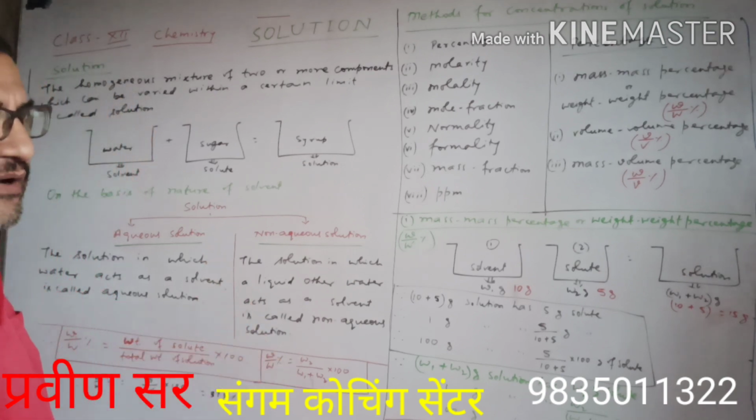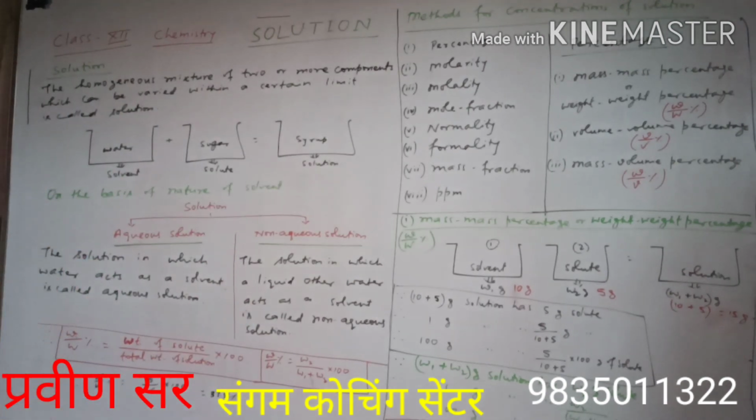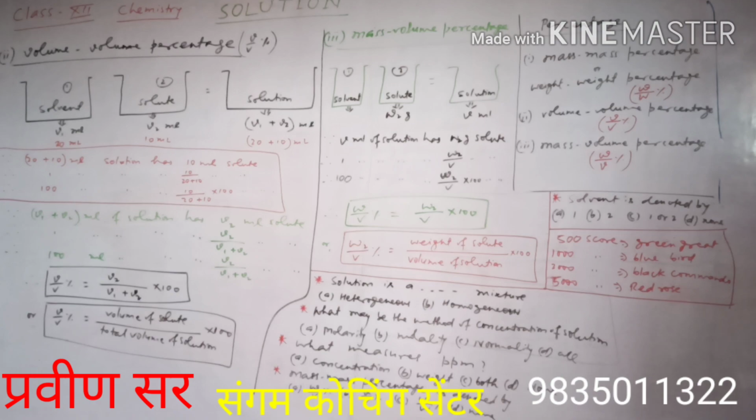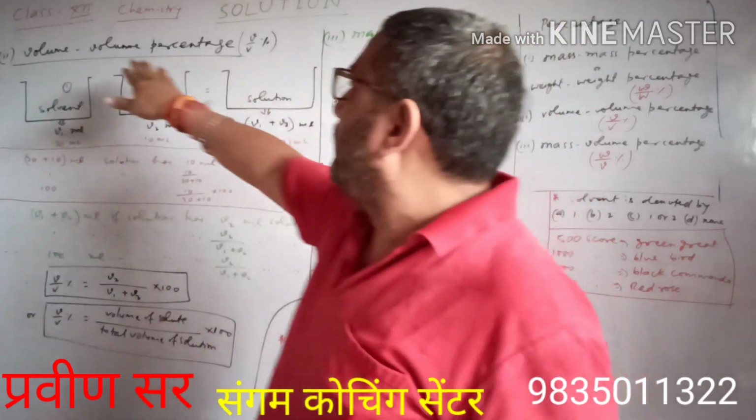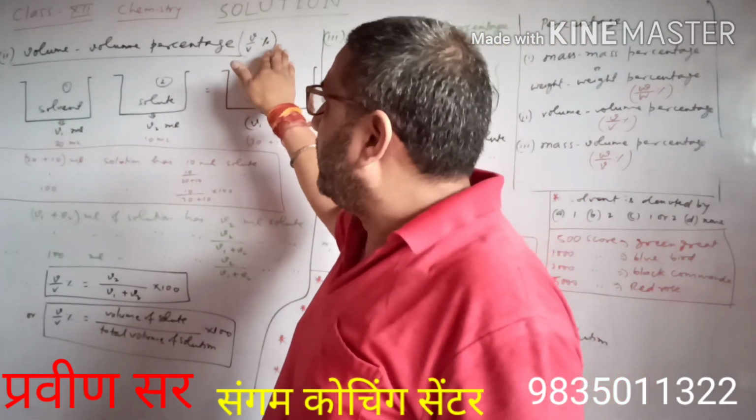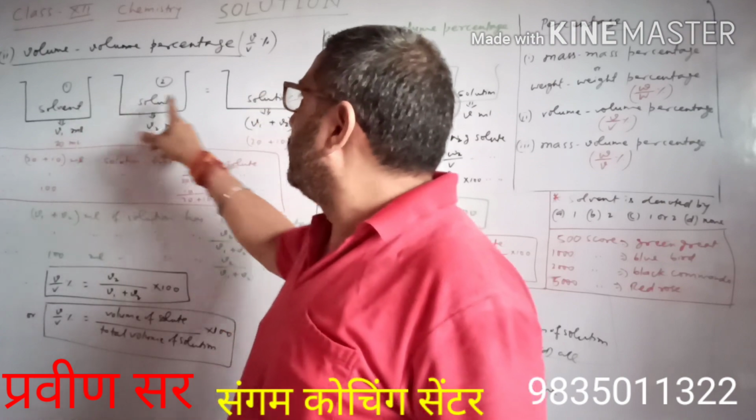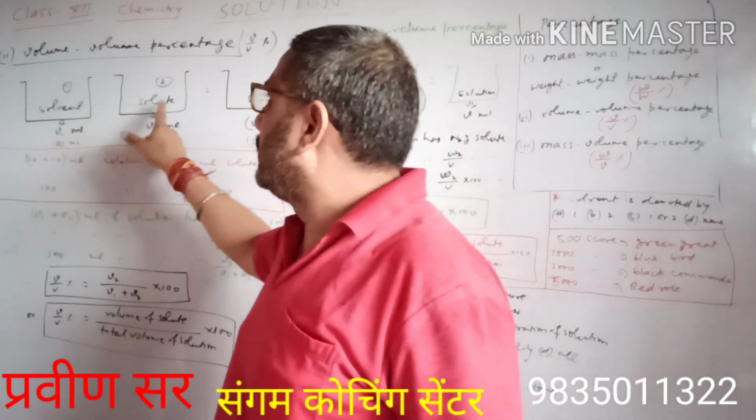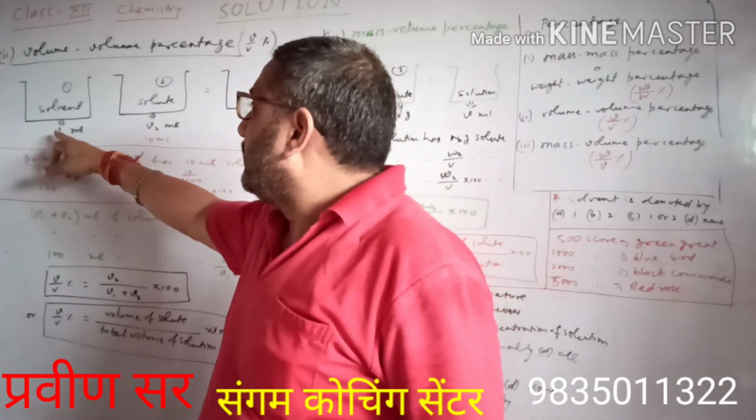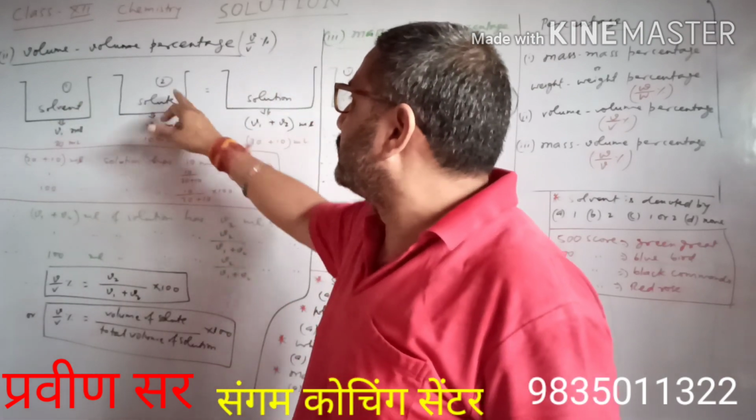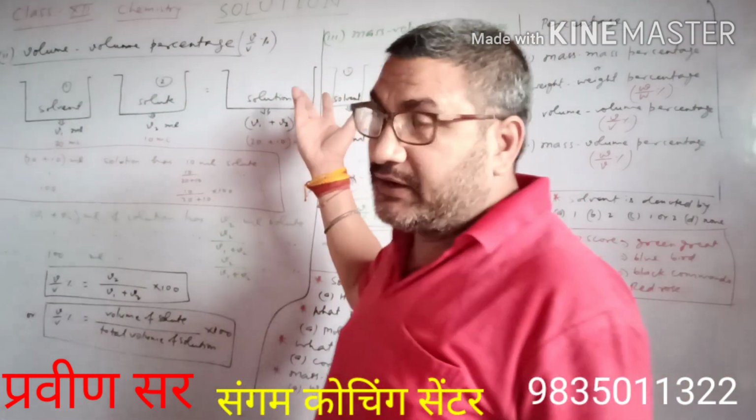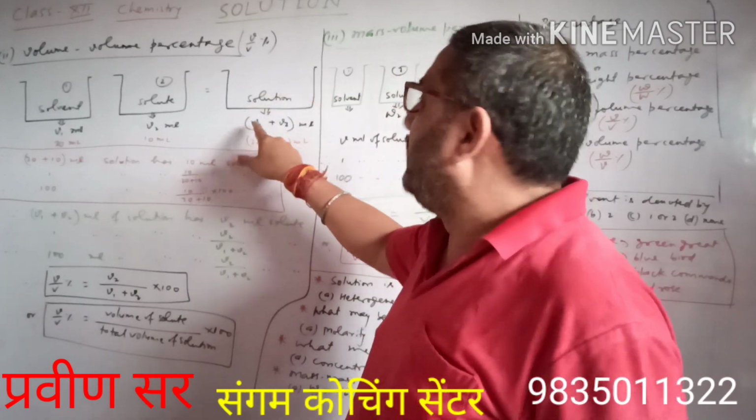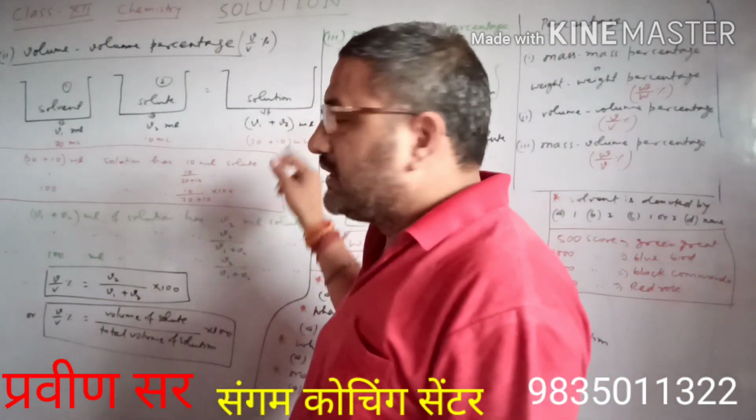Then we start. In the same way, when we take volume percentage, V by V percentage, solvent, solute, solution: solvent is denoted by 1, solute is 2. When we take V1 ml of solvent and V2 ml of solute, that means V1 ml of water and V2 ml of milk, then the solution will be V1 plus V2 ml.